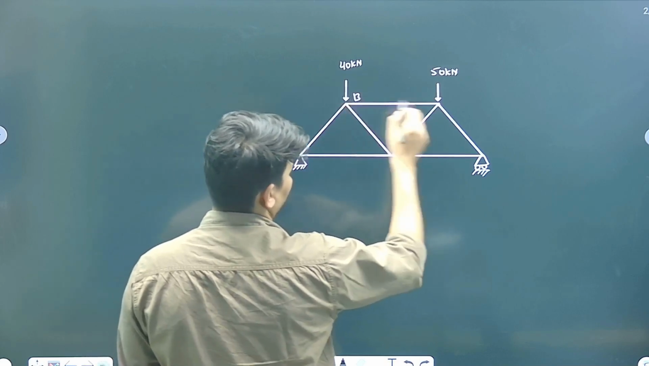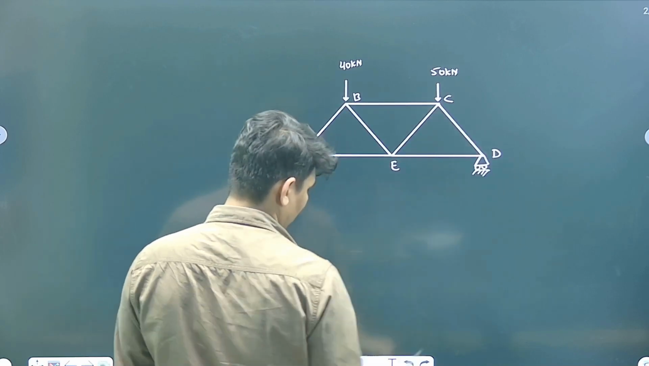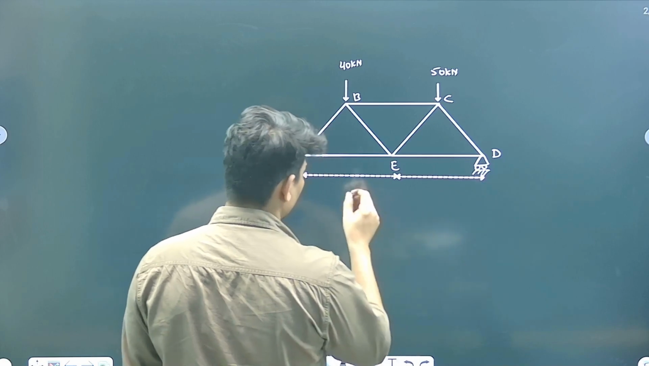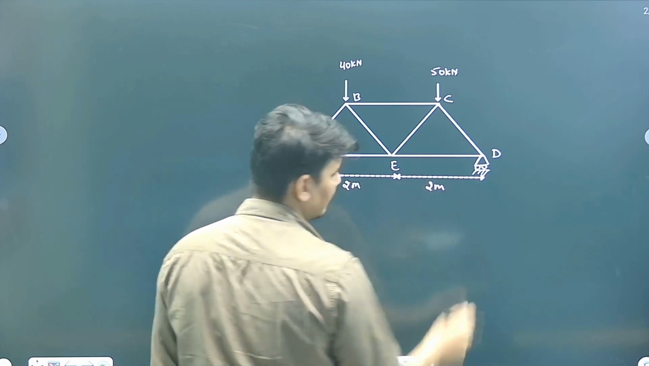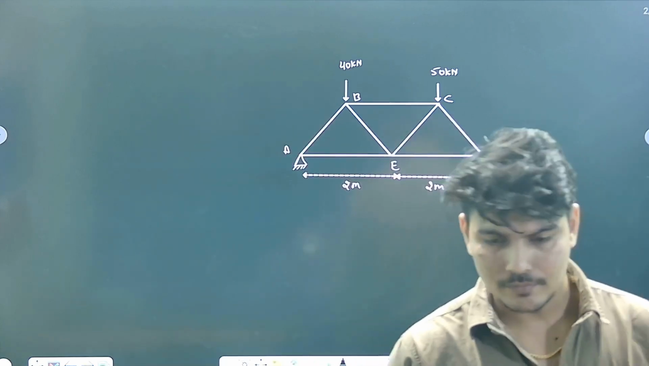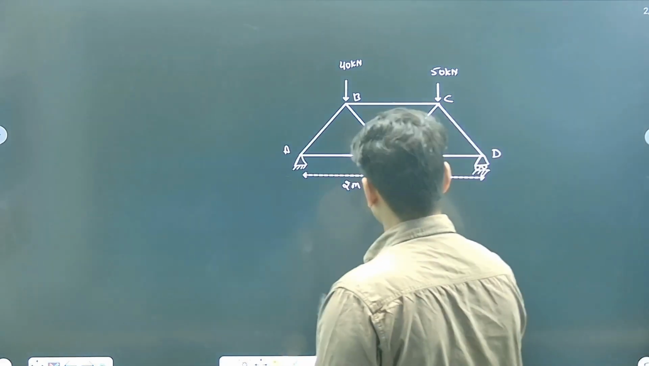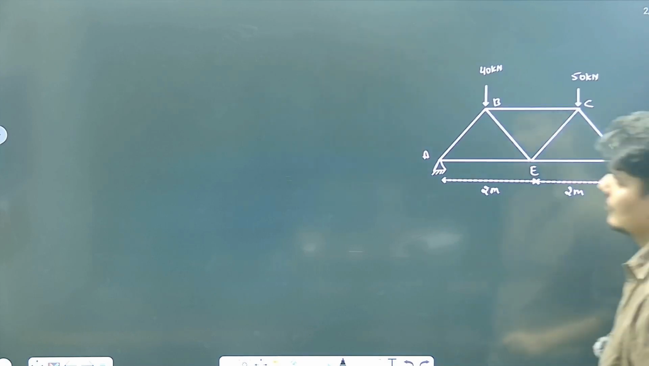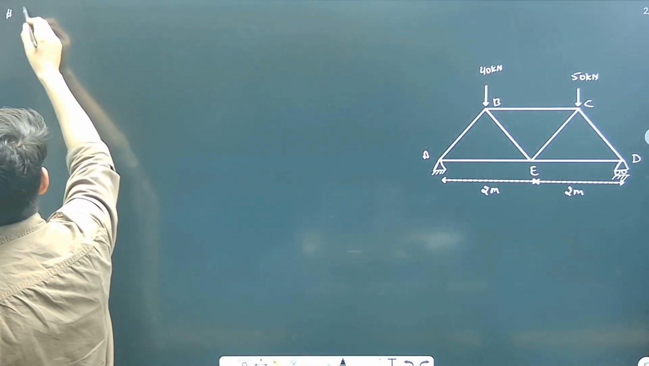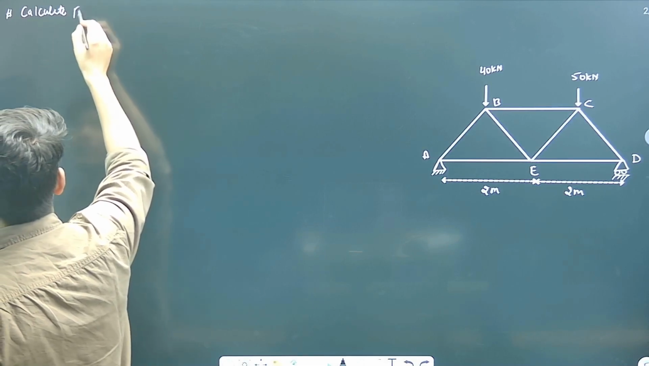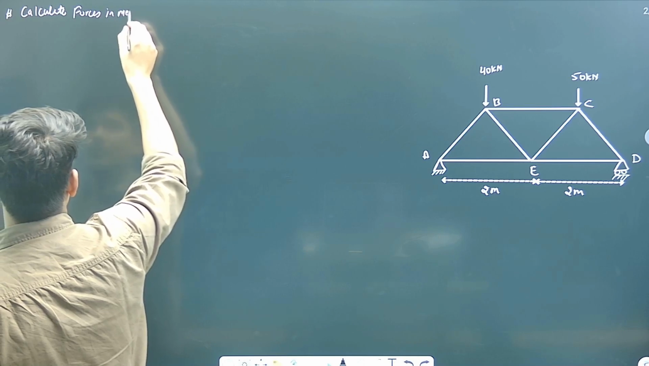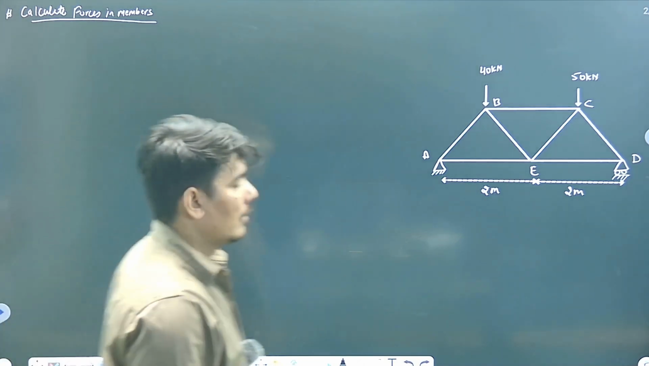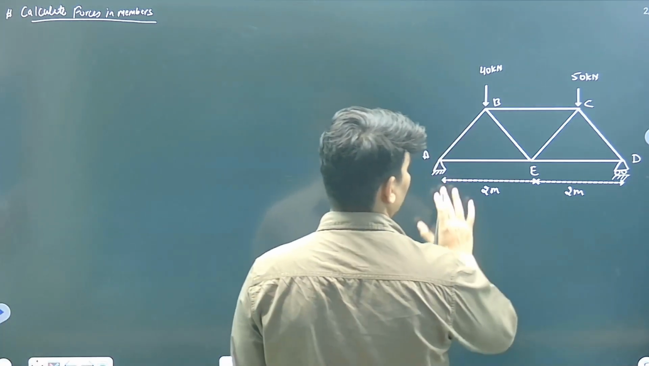Mark as A, B, name them G, E. Let the distance between them be 2 meter. This is the question. Now you have to calculate this question. You have to calculate the forces in each member. Calculate forces in member. Right. So first of all, let us calculate the reactions.